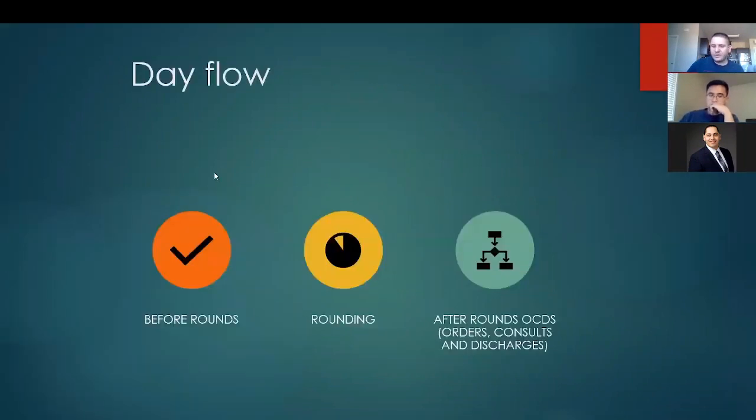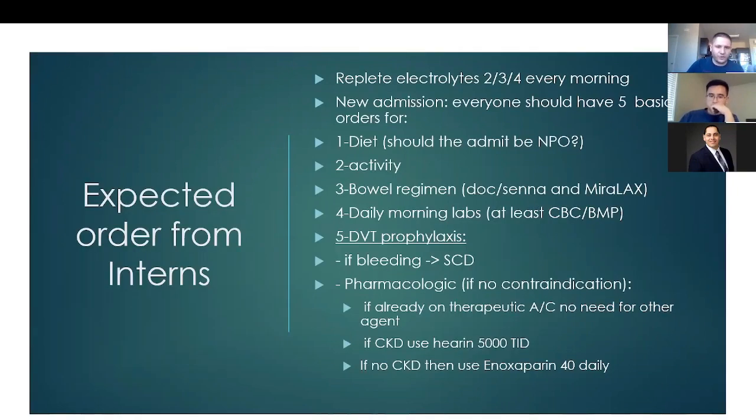Do you guys know about the 2, 3, 4 method? So 2 is for the mag, 3 is for the phos, and 4 is for the potassium. Whenever we check potassium, we want it above 4. Whenever we check phos, we want it above 3. And whenever we check mag, we need it above 2.